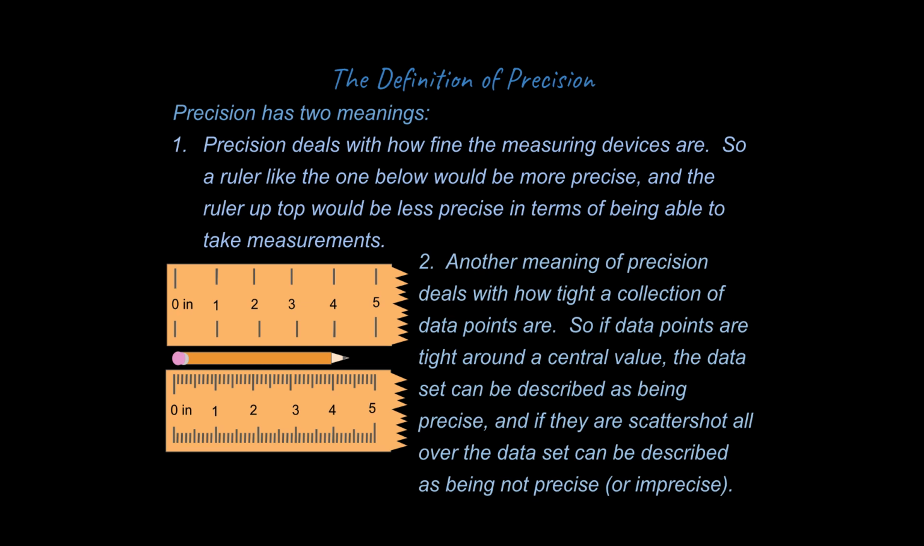Another meaning of the concept of precision has to do with how tight a collection of data points are. If they're scattershot all over the place, we would say those data points are not very precise. But if they zero in and hone in on a central point, then we would say that they are more precise. So let's go over some conceptual examples, and then we'll do real-world examples after that.